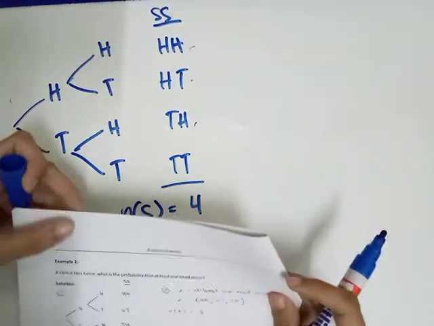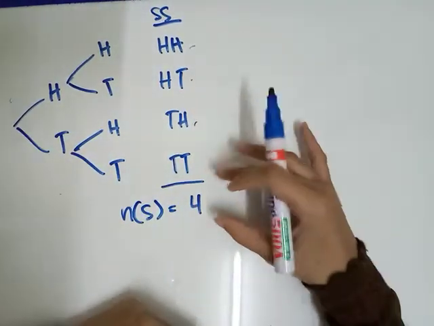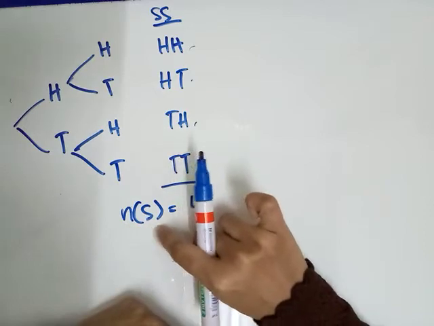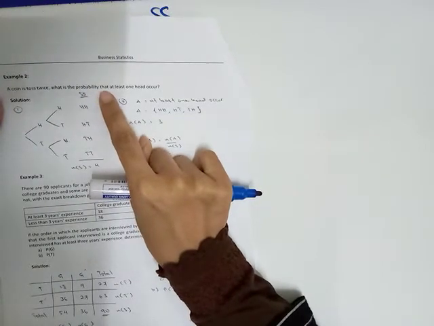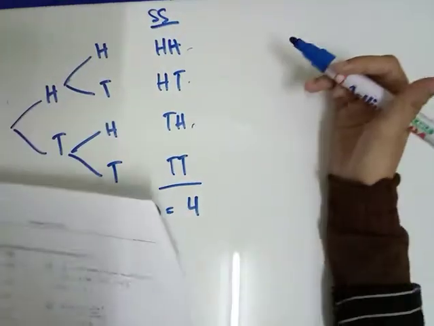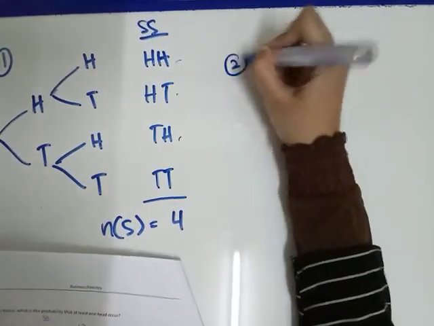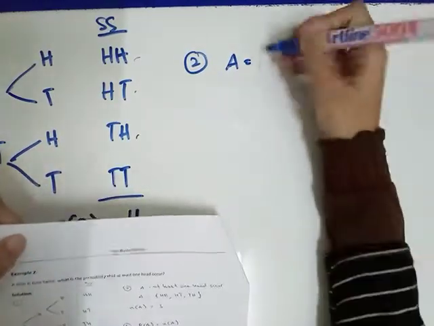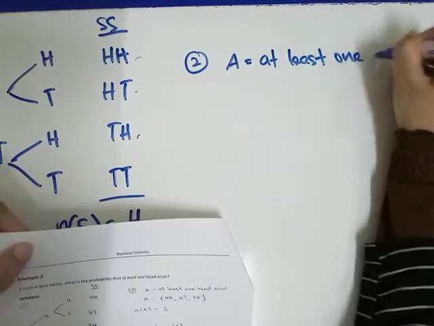Bila soalan minta probability that at least one hit occur tu, first step you have to find the sample space. This is sample space. You have to find the NS first, the number of element in sample space. And then barulah kita go to the next step. Soalan minta probability that at least one hit occur. So this is first step. Second step, kita letkan A. Apa soalan minta? At least one hit occur.